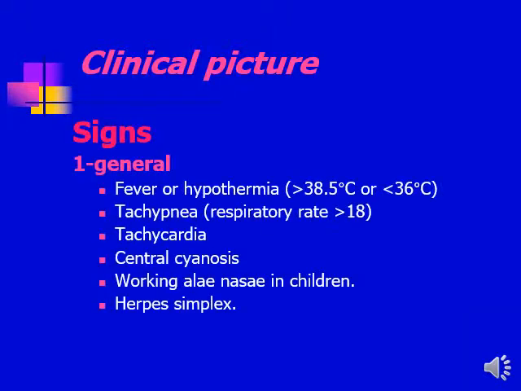What about signs? Signs will be general: fever, tachypnea, tachycardia. The importance of these signs is that they give me an idea about the prognosis of the disease, whether my patient will have a good recovery or a bad prognosis. It means that it's a marker of severity. Not all patients have tachypnea, tachycardia and central cyanosis, but if I find these general signs, this gives me an alarm. This patient is not feeling well. This patient must be admitted, and this will be discussed in the marker of severity.